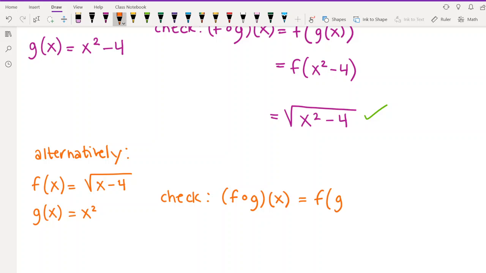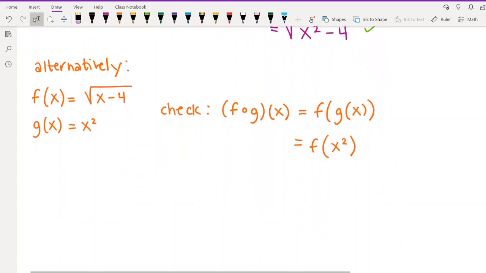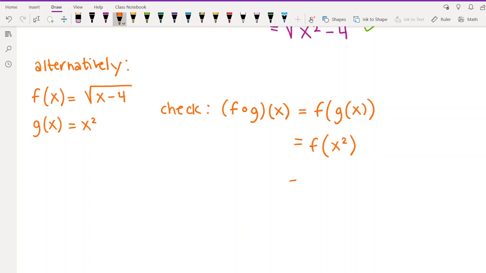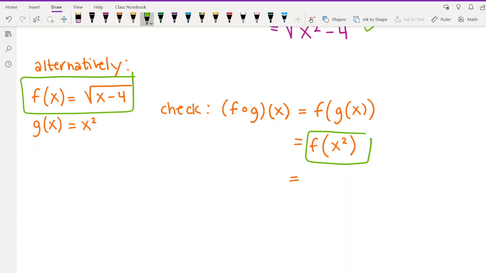Okay, so what would this look like? Well, this time our function g of x is just x squared. So we're just doing f of x squared. But also this time, our outer function f is different, right? So now when we focus in on our outer function and what we're plugging into it, this time we just do the square root of, we replace x with x squared, and so we end up with the same exact thing.